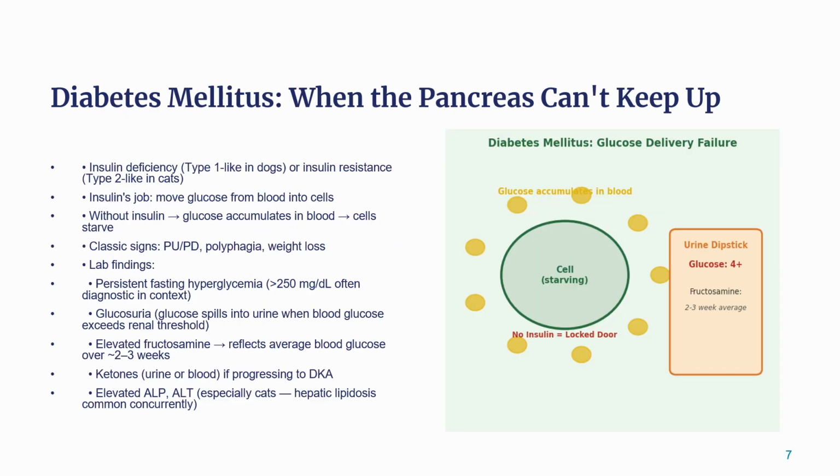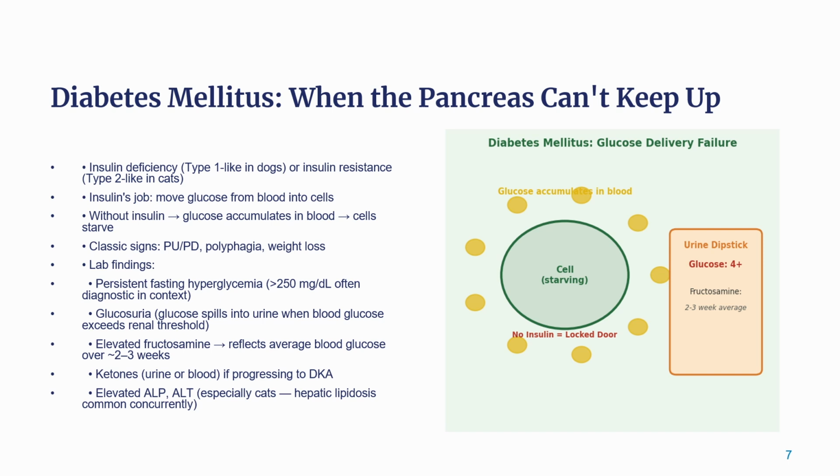Diabetes mellitus is fundamentally a disease of glucose delivery failure. Insulin is the key that unlocks the cell door for glucose to enter. Without insulin, or when cells are resistant to it, glucose piles up in the blood while cells essentially starve. That cellular starvation is why diabetic patients eat ravenously but lose weight. Blood glucose rises until it exceeds the renal threshold. Then glucose spills into urine. You can smell the sweet urine.